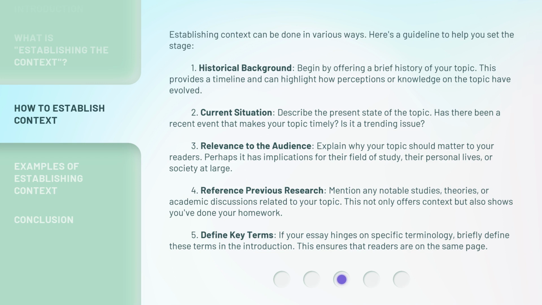3. Relevance to the audience. Explain why your topic should matter to your readers. Perhaps it has implications for their field of study, their personal lives, or society at large.